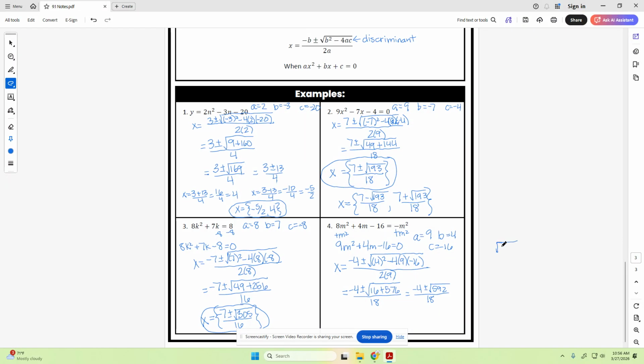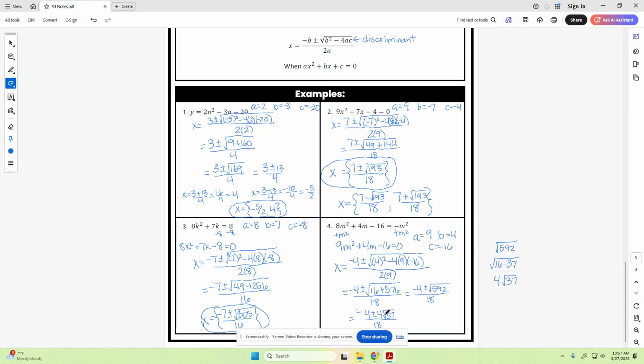So the square root of 592 is the same thing as the square root of 16 times 37. And the square root of 16 is 4. So the square root of 592 is going to simplify to 4 square roots of 37. So I'm going to put that in its place. And a lot of times that's where you're going to stop.